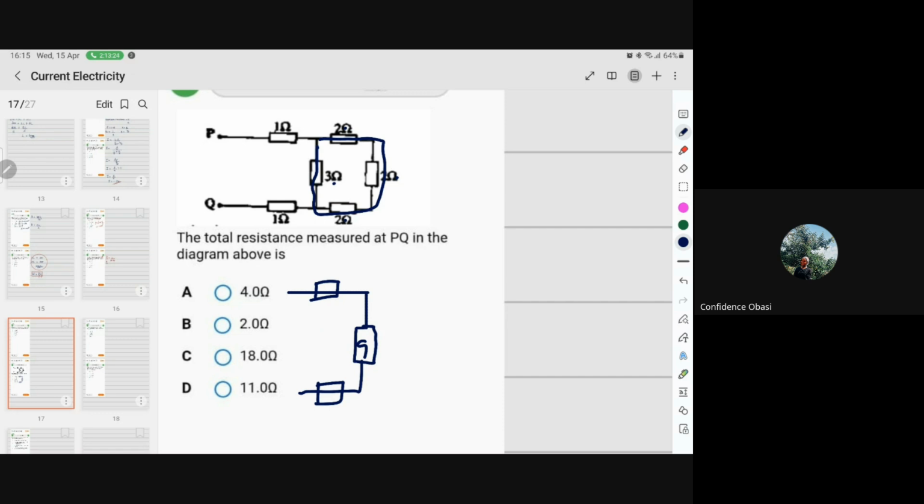Do you agree with me? Series, all those guys in series, then you still have another series right there. So this is 9, 10, 11. So your answer here should be 11. All right, that's resolving them in series and in parallel.